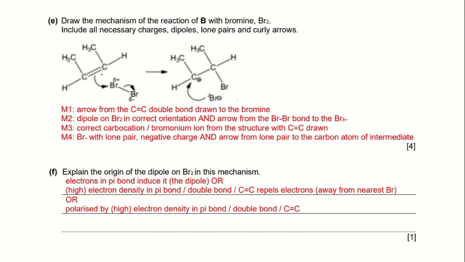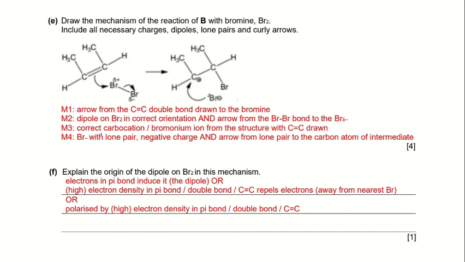Because electrons are negatively charged, and this bromine is partial positive, negative charge and positive charge attract each other. So the partial positive bromine should be nearer to the double bond. And also arrow from the Br bond to the partial negative Br, this arrow. So second mark is for correct orientation of the dipole in Br, and then arrow from the bond to the partial negative Br.